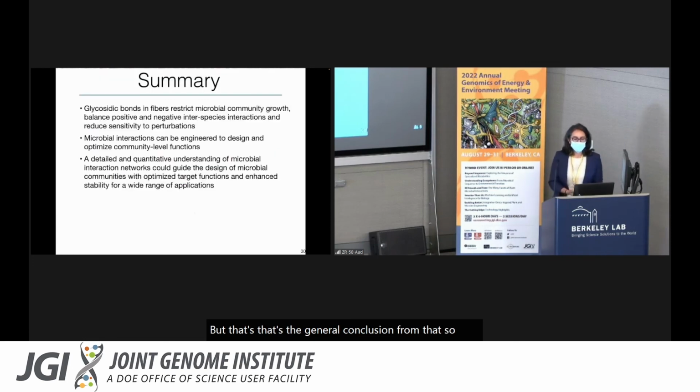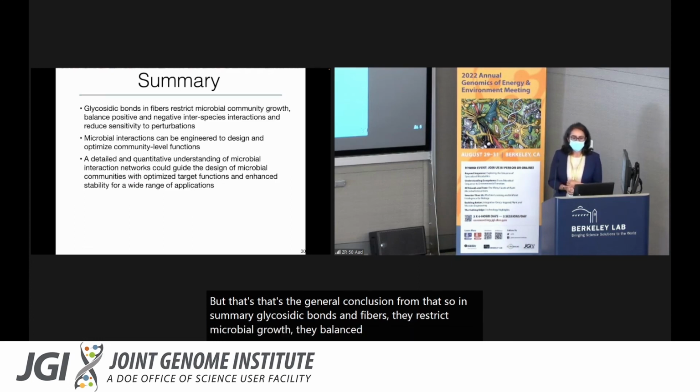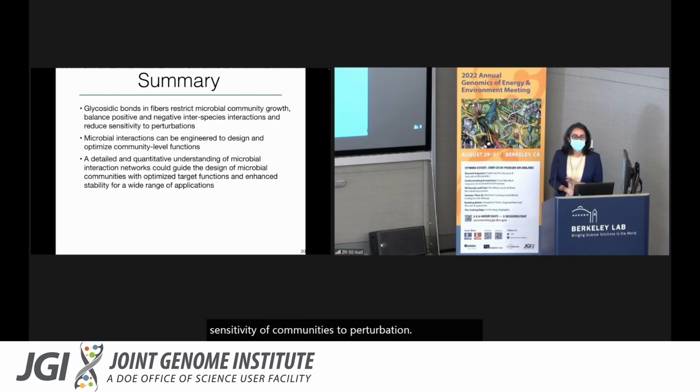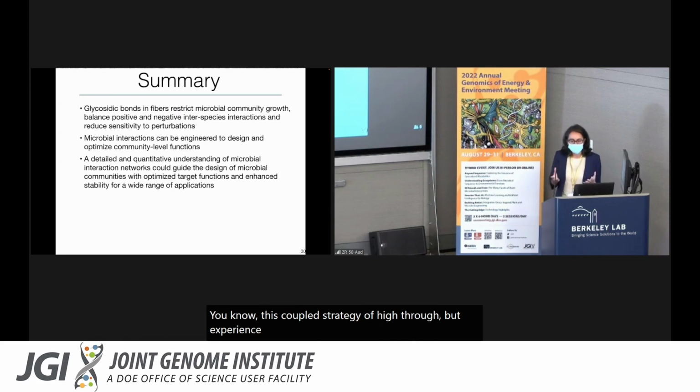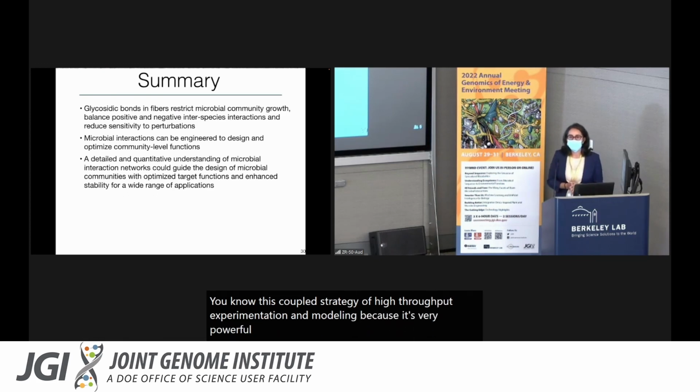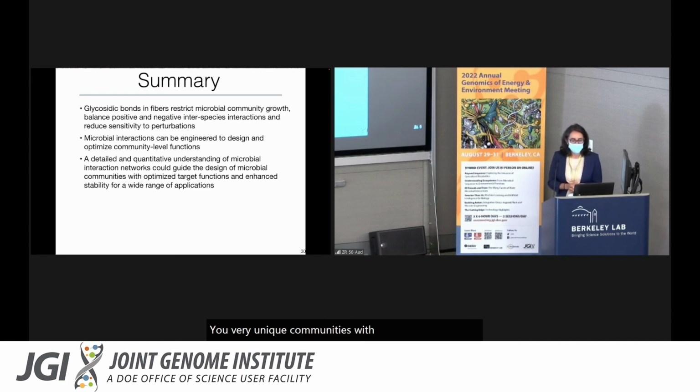So in summary, glycosidic bonds and fibers, they restrict microbial growth, they balance positive and negative interactions, and they reduce the sensitivity of communities to perturbations. Microbial interactions can be engineered to design and optimize functions. And we should use this coupled strategy of high throughput experimentation and modeling, because it's very powerful for identifying these very unique communities with desired functions.